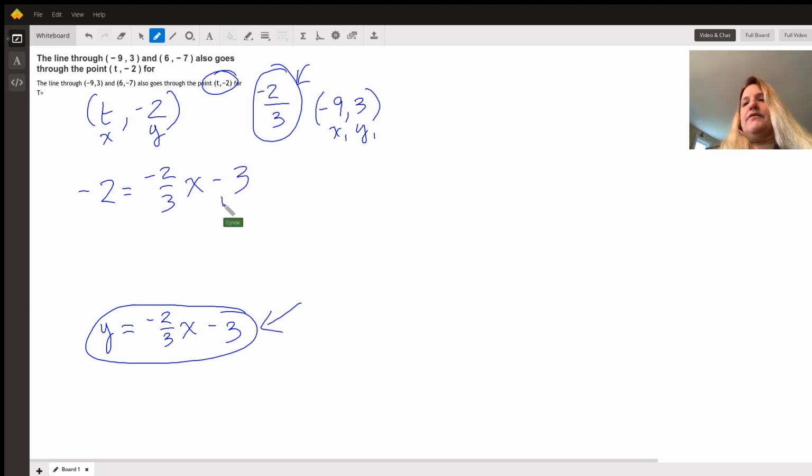Now, if I add 3 to both sides, negative 2 plus 3 gives me 1. And I get 1 equals negative 2/3 x, because this cancels out right here. So lastly, now I need to get the x by itself, which means I'm going to divide by negative 2/3. When you divide by a fraction, you are multiplying by the reciprocal. So if I multiply by the reciprocal on both sides here, which means to flip the fraction upside down, we're going to multiply both sides by negative 3/2.